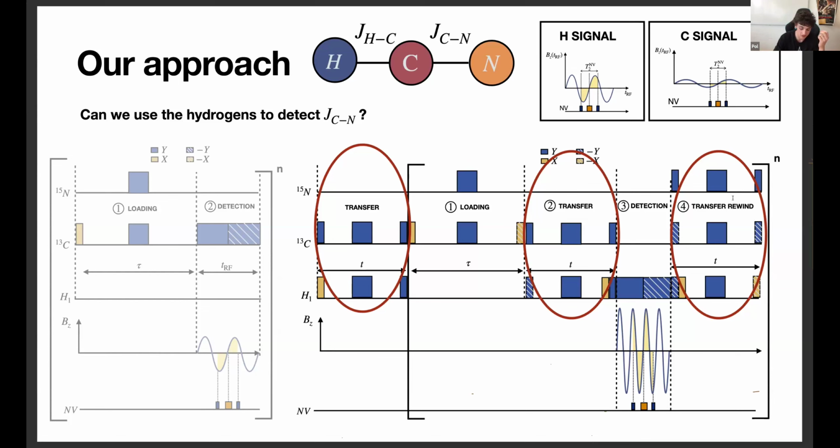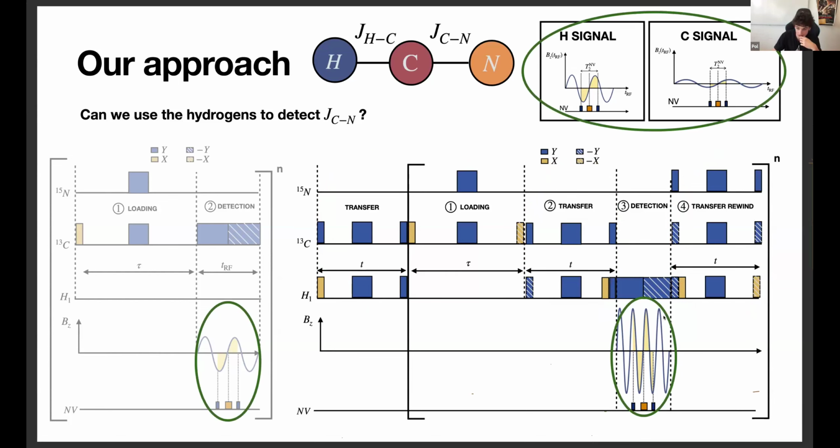Okay, and the difference here is, as I said, that the shaded area, which in the end is proportional to the amplitude of the signal, is much greater in this case than in the case where I read carbons. So this is our sequence proposal to improve signal-to-noise ratio when you want to measure things that are not related to hydrogen.